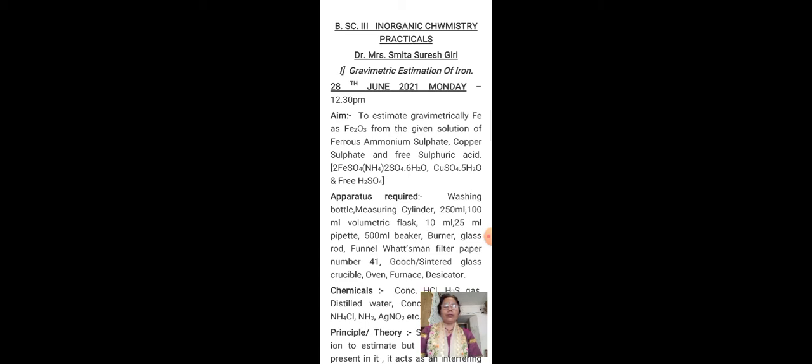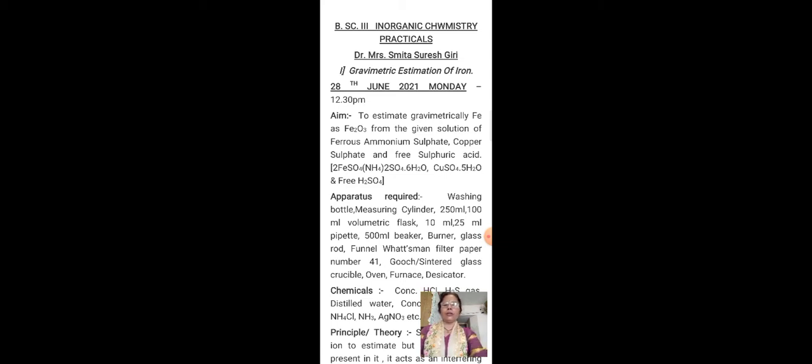Okay, so today's aim is to estimate gravimetrically, meaning to find out the iron in the form of Fe2O3 from the solution containing ferrous ammonium sulfate, copper sulfate and free sulfuric acid. So we only want to know how many grams of iron are present in this solution. The remaining sulfate, copper and H2O are all interfering radicals which we don't want.